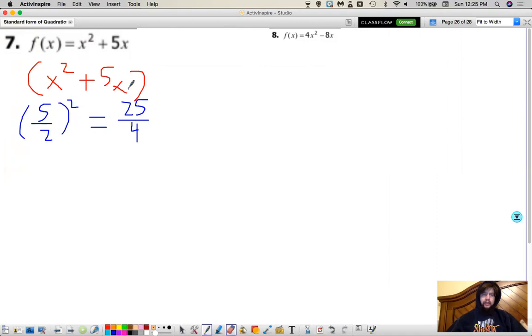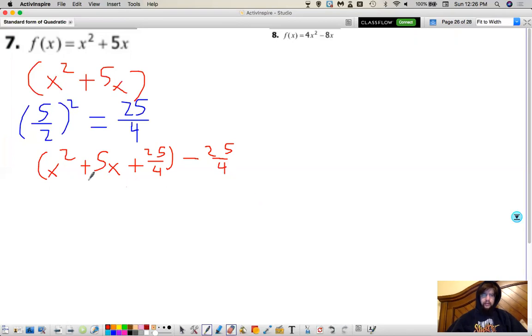So this is what we're going to add on the inside and subtract on the outside. 25 over 4 on the inside. And then we're going to subtract. Well, a is just 1, so that's nice. 25 over 4 on the outside.